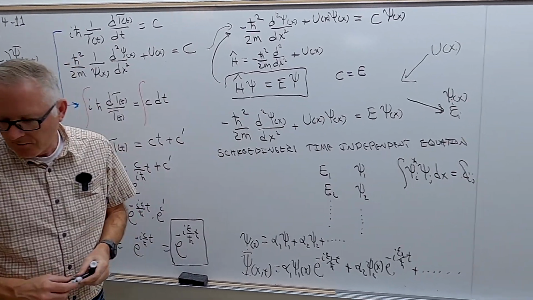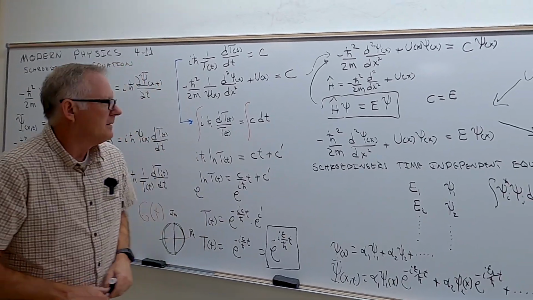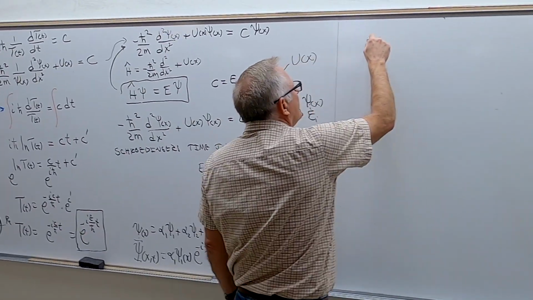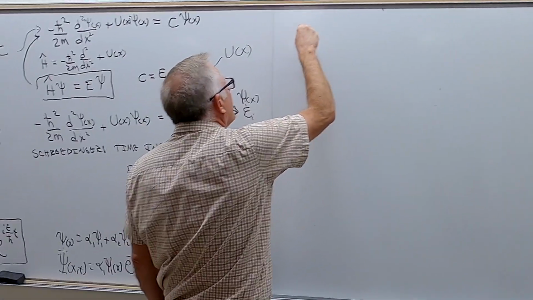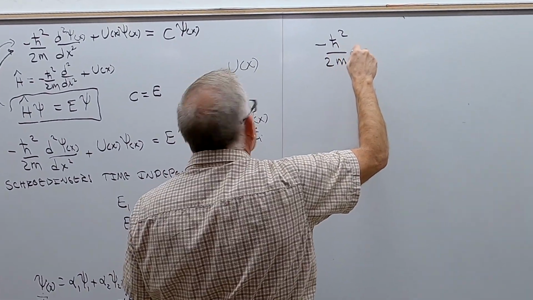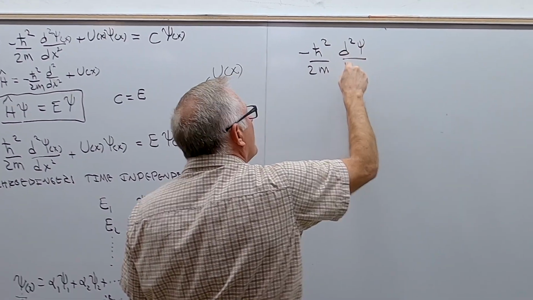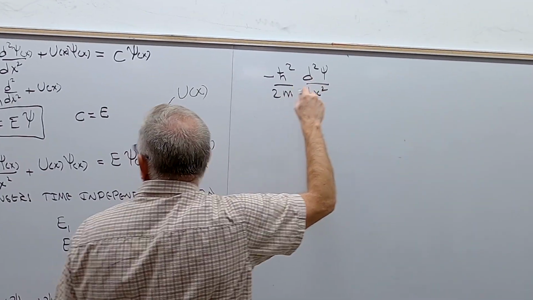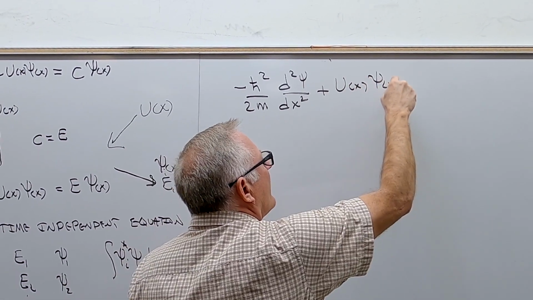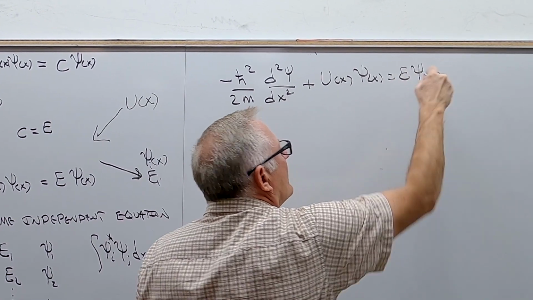How do we solve this equation right here? Well, let me write this equation over here again. This is what we're going to be solving. Minus h bar squared over 2m d squared psi dx squared plus U of x psi of x equals E psi of x.